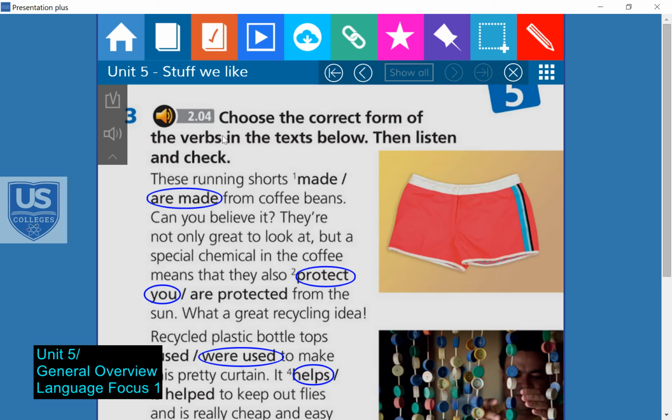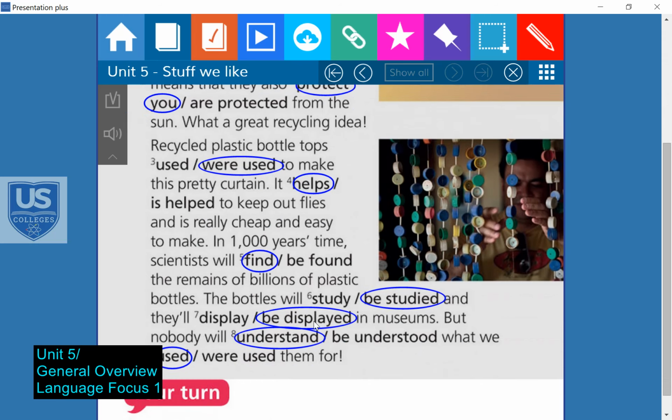Can you believe it? They are not only great to look at, but a special chemical in the coffee means that they also protect you from the sun. What protects you from the sun? A special chemical in the coffee means that they also protect you from the sun. What a great recycling idea.